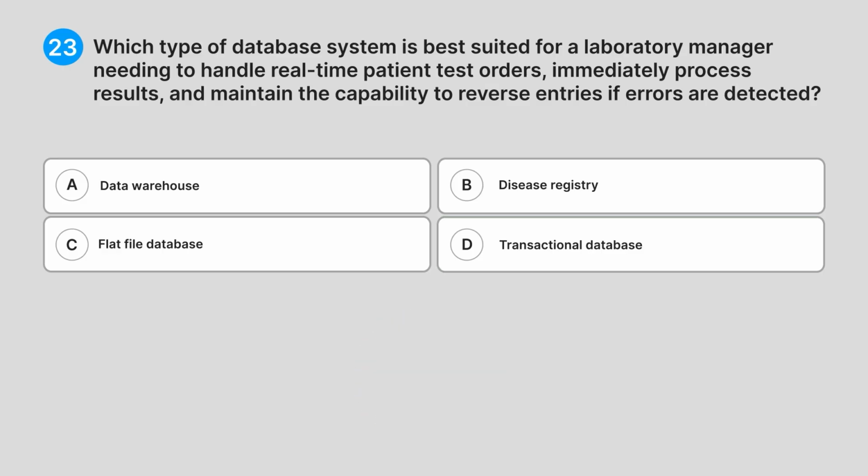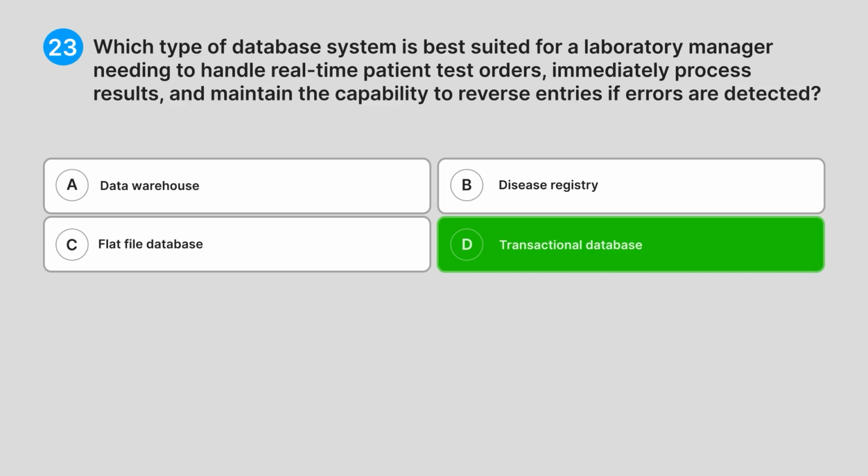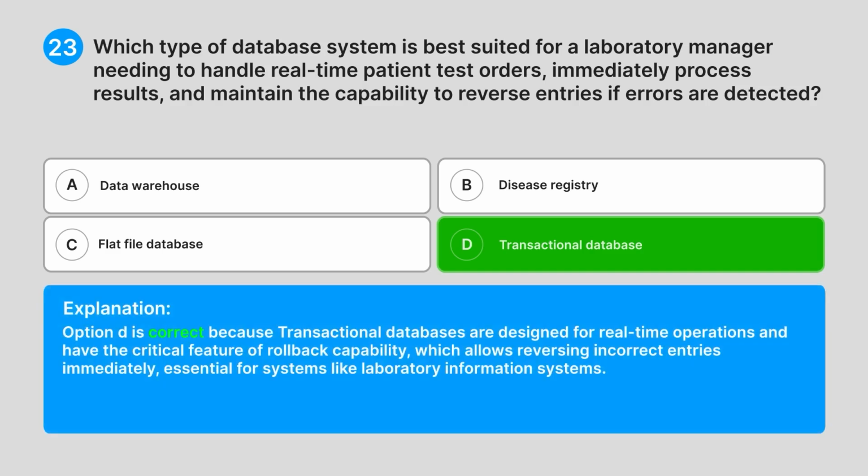Correct answer, D, transactional database. Explanation, option D is correct because transactional databases are designed for real-time operations and have the critical feature of rollback capability, which allows reversing incorrect entries immediately, essential for systems like laboratory information systems.